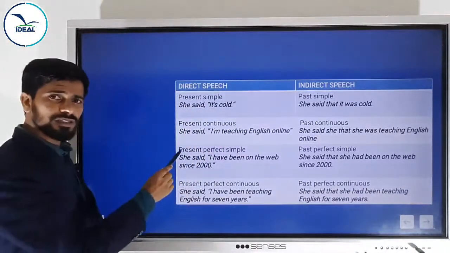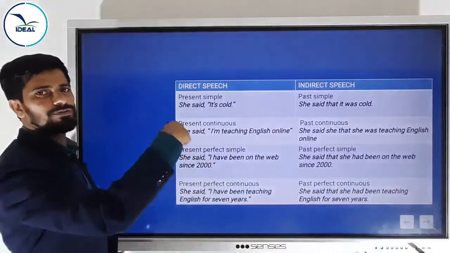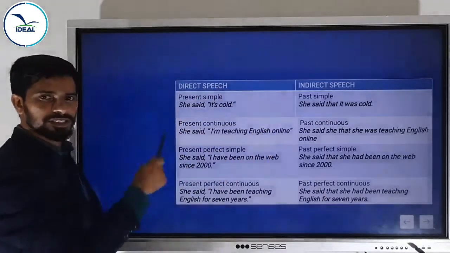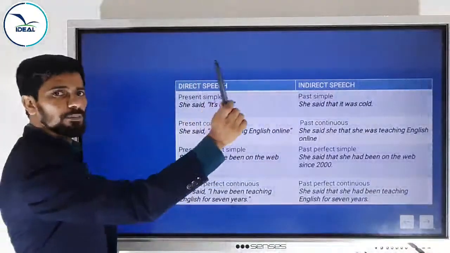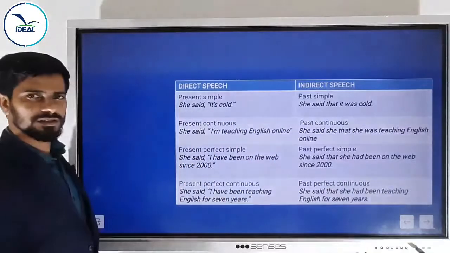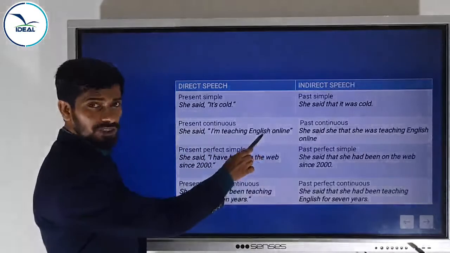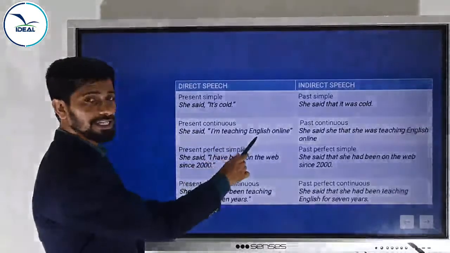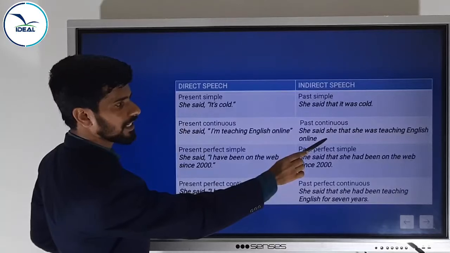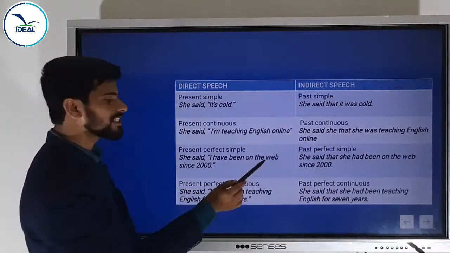And if it is present continuous, it automatically becomes past continuous. So whatever present comes here, you will have to convert it to past. So simple present to simple past, present continuous to past continuous, present perfect to past perfect, present perfect continuous to past perfect continuous. Right. So in present continuous, she said, I'm teaching English online. She said that she was teaching English online.